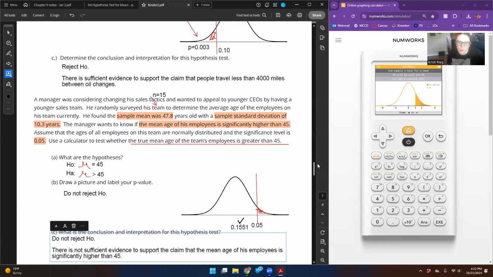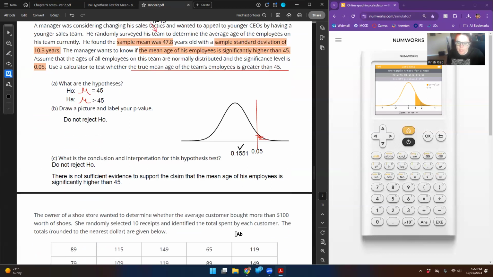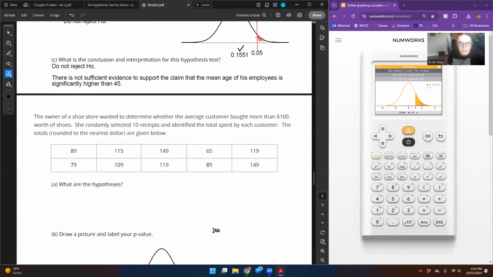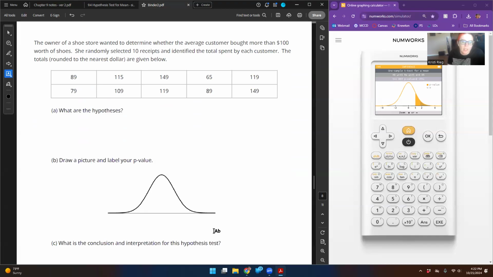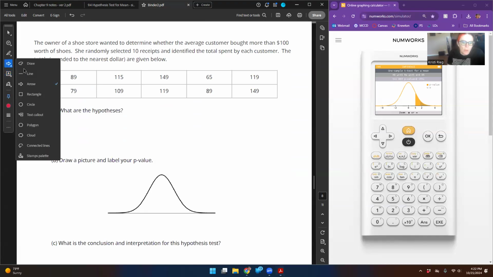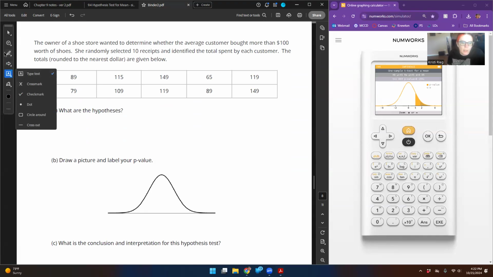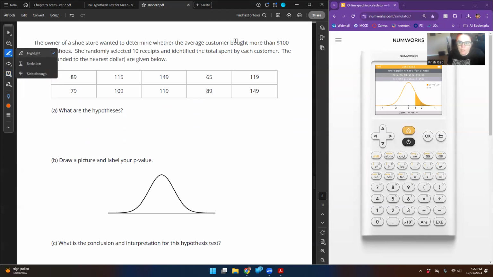Okay, just one more because you're getting the hang of it. And I just wanted to do one where we enter the statistics ourselves. So the owner of a shoe store wants to determine whether the average customer, so this is our claim, whether the average customer bought more than $100 worth of shoes. She randomly selected 10 receipts, and here we go.